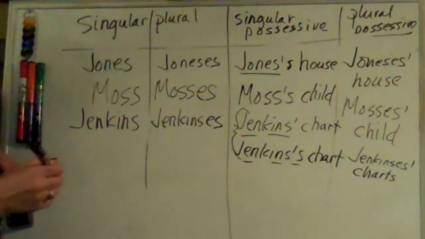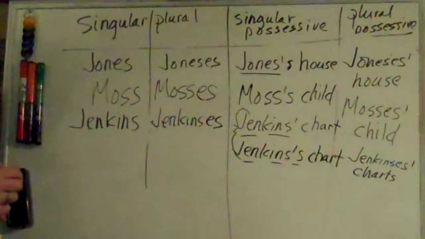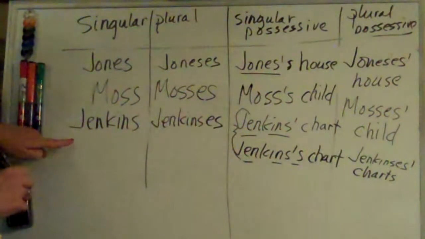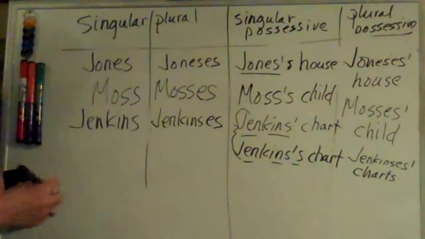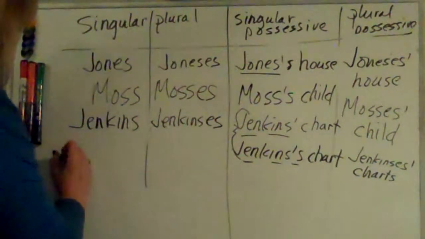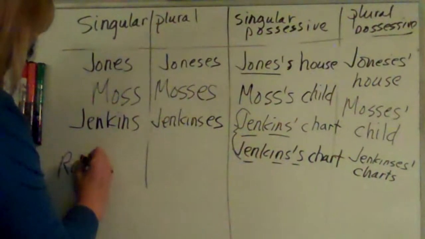Okay? Hopefully you're following along okay. Now I'm going to make it a little bit more difficult, okay? We had a 2-syllable name, but I'm going to give you a name that's a little bit longer than that. It has a little bit more to it. Let's try Ramirez.